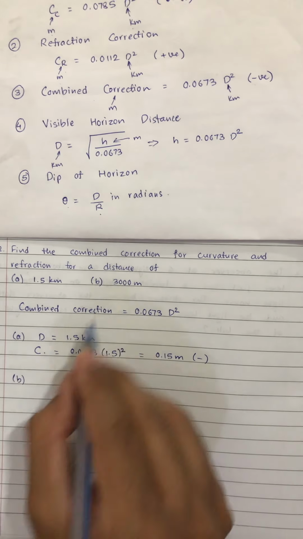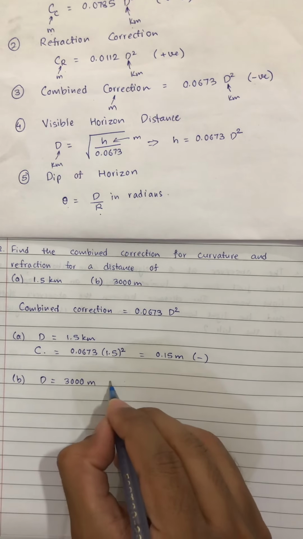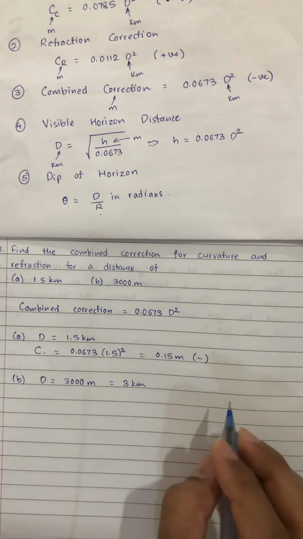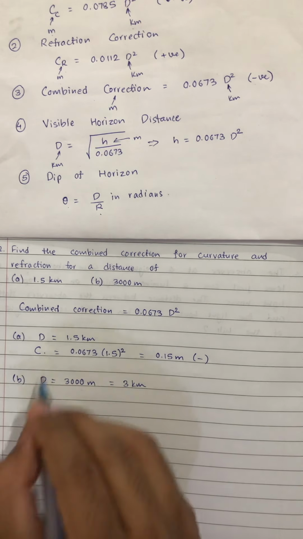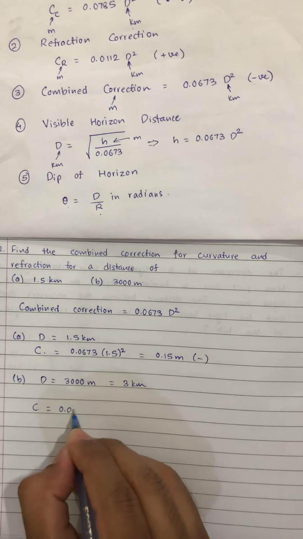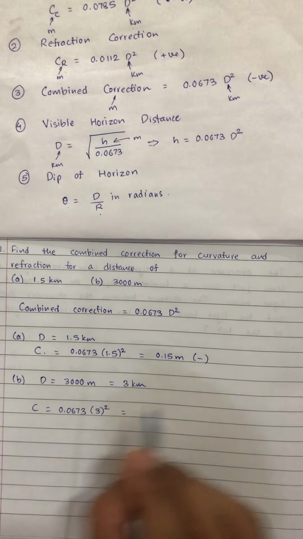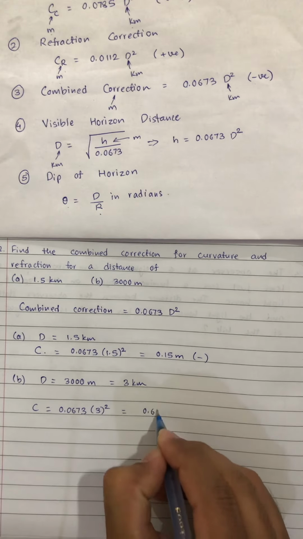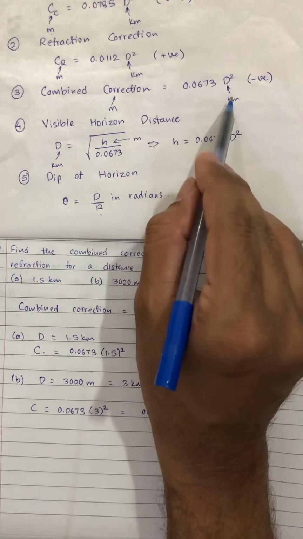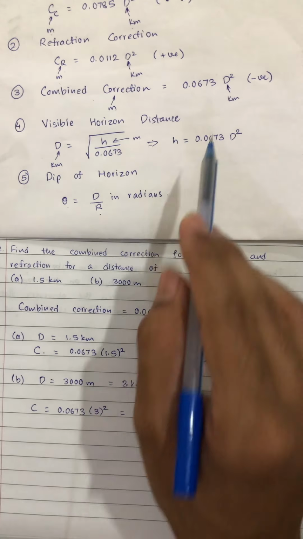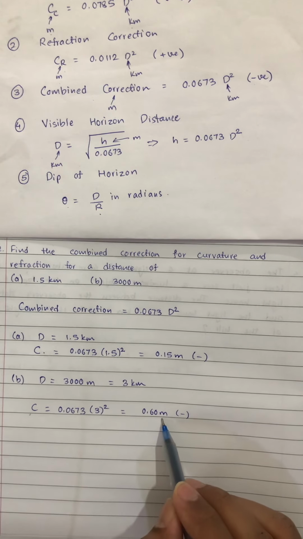Similarly, for d equal to 3000 meter, and 3000 meter is equal to 3 kilometer, this combined correction value, that is capital C, comes out to 0.0673 into 3 square. So combined correction is equal to 0.60 meter. Again the value is negative. When d is in kilometer, C, the combined correction, will be in meter.